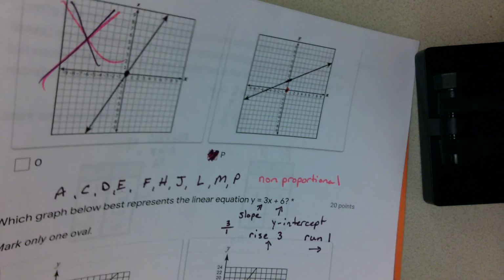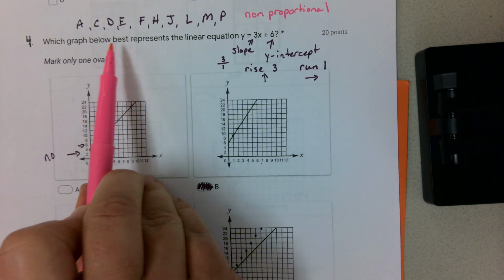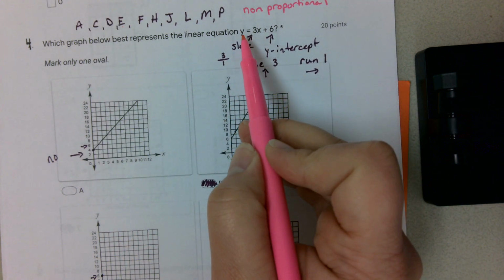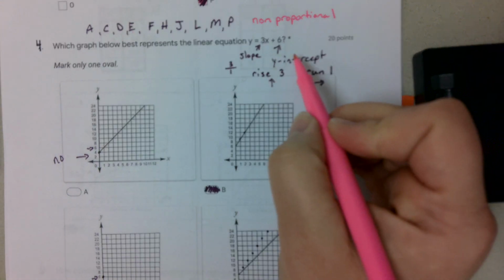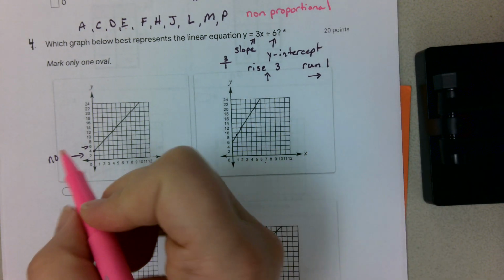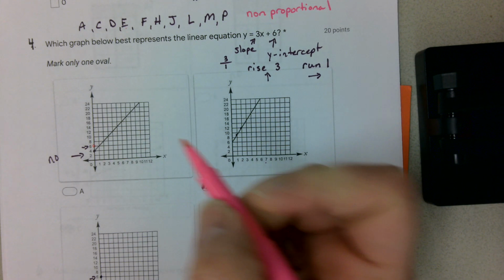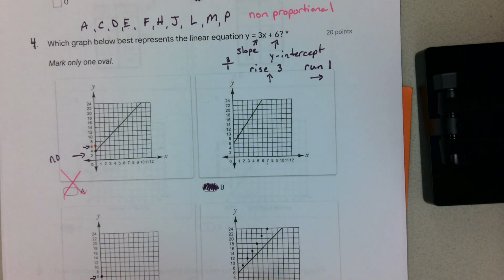All right, next one, number 4. Which graph below best represents the linear equation y equals 3x plus 6? All right, so again, my y-intercept is 6. That means I'm looking for it to cross at 6. Right here is 6. That one doesn't work. Right here is 6. My line's way down here.